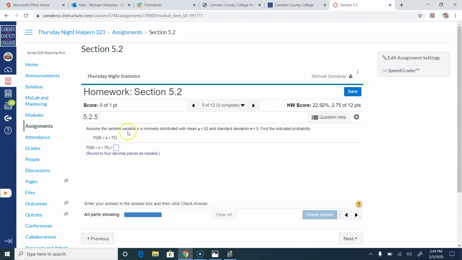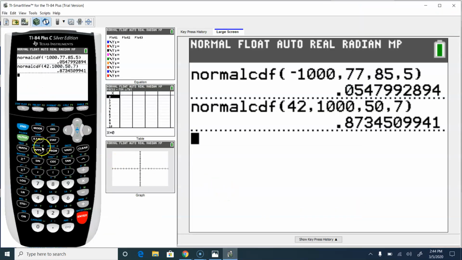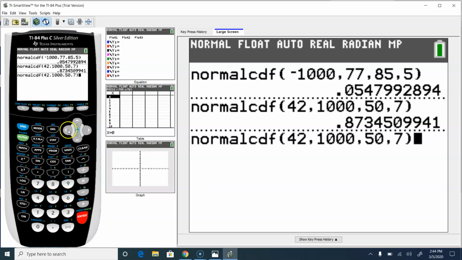So let's see, number 3, now we've got two limits here. We're going to be living between 65 and 75. Mean is 82, standard deviation is 5. So 65 to 75, let's see what that looks like. So now my lower limit is 65.